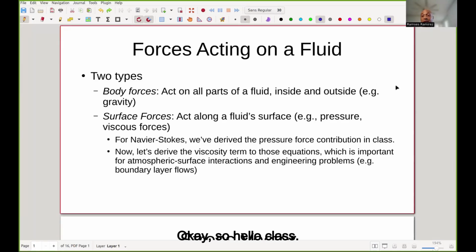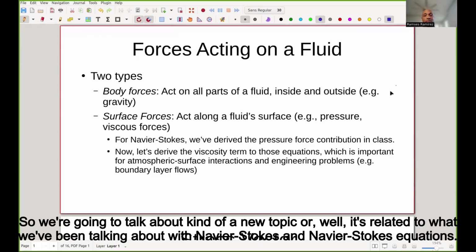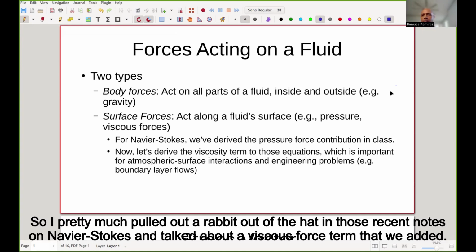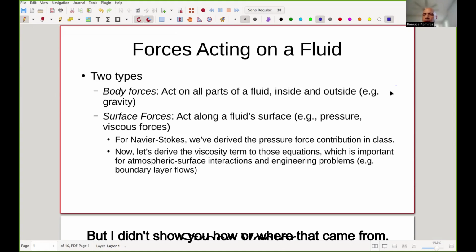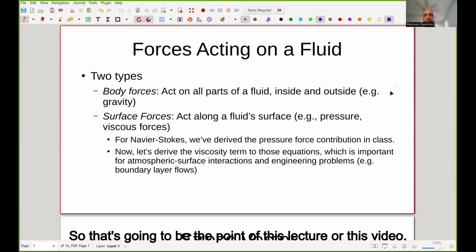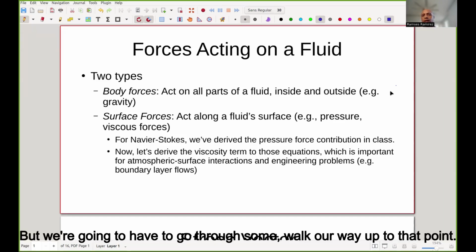Okay, so hello, class. We're going to talk about a new topic, or well, it's related to what we've been talking about with the Navier-Stokes equations. I pretty much pulled a rabbit out of the hat in those recent notes on Navier-Stokes and talked about a viscous force term that we added, but I didn't show you how or where that came from. So that's going to be the point of this lecture, but we're going to have to walk our way up to that point.